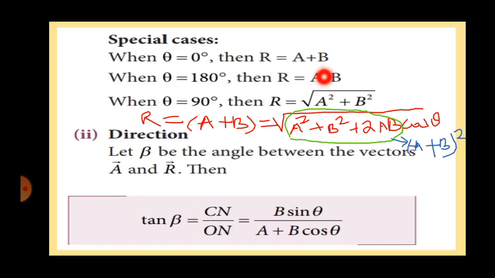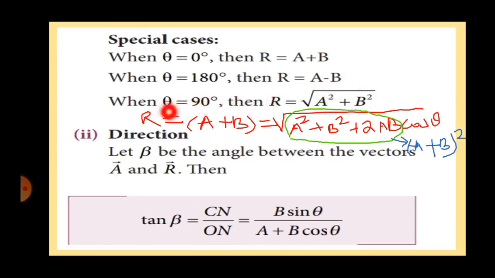So next, second case, when theta is equal to 180 degrees. The same way, substitute cos 180, that is equal to minus 1. So minus 2AB. A square plus B square minus 2AB is the trigonometry relation A minus B whole square, and we get the answer R is equal to A minus B. Are you clear, children? Okay.